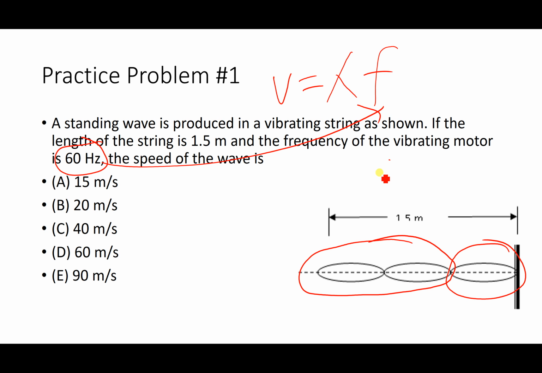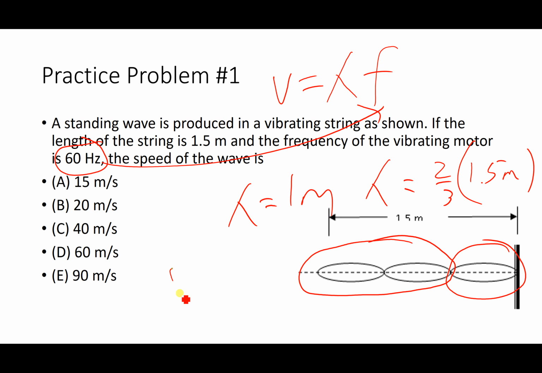So what we're saying is the wavelength is essentially 2/3 of the string length. Well, the string length is 1.5 meters. So the wavelength is 2/3 the length of the string, 1.5 meters. So the wavelength is 1 meter. So if we go v equals wavelength, 1 meter, times frequency, 60 hertz, which is cycles per second, sometimes we'll write that as second to the -1. Multiply that out, we end up with 60 meters per second is our speed for this particular wave.